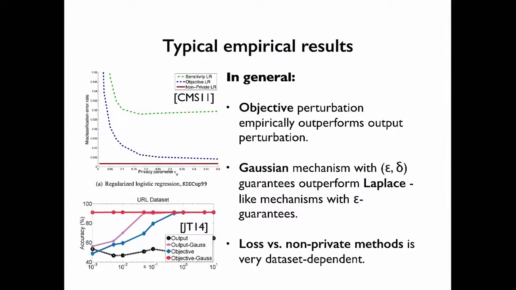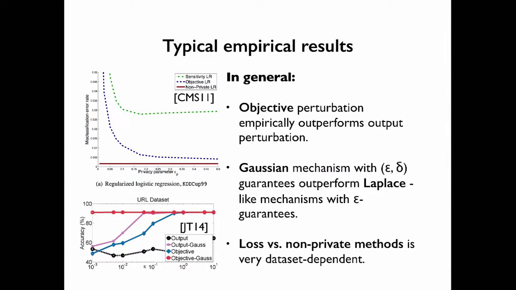So that's theory, but how does it work empirically? You can do some experiments. You can take your favorite data sets like MNIST, or in this case, KDD Cup, and this URL data set from Abradeep's paper. You can take a few takeaways when you run these things in practice: objective perturbation typically and empirically outperforms output perturbation in most cases.